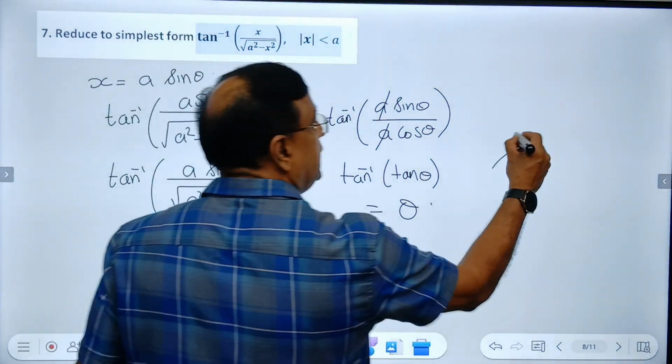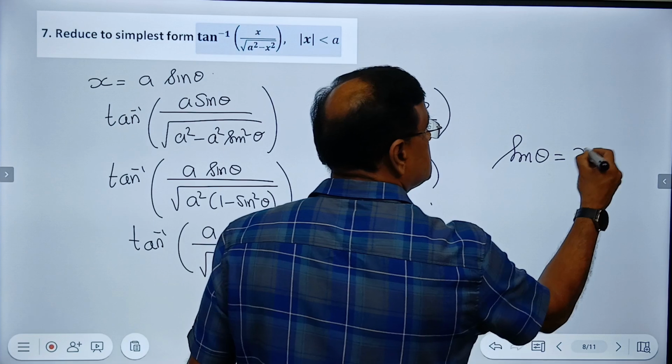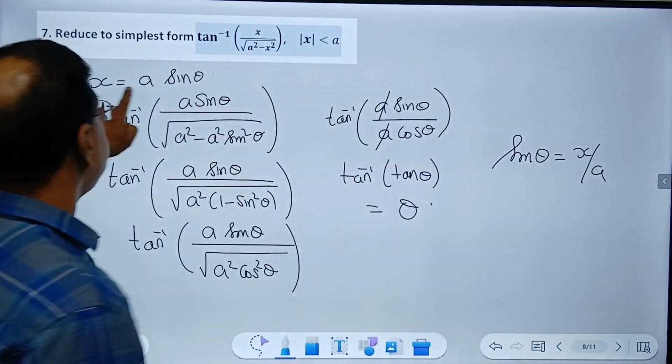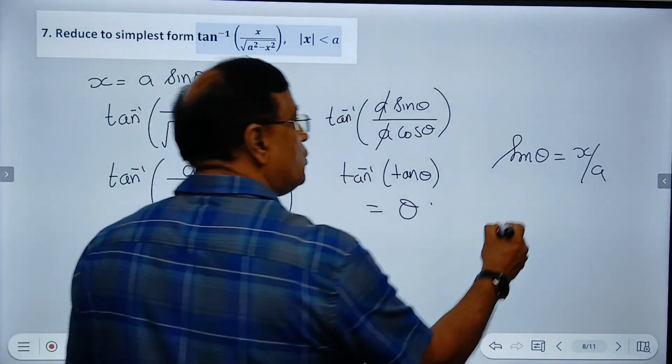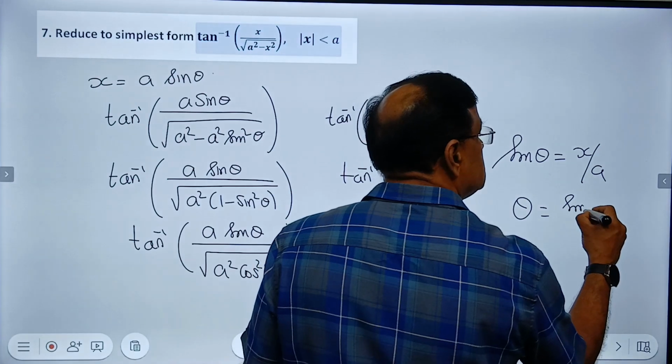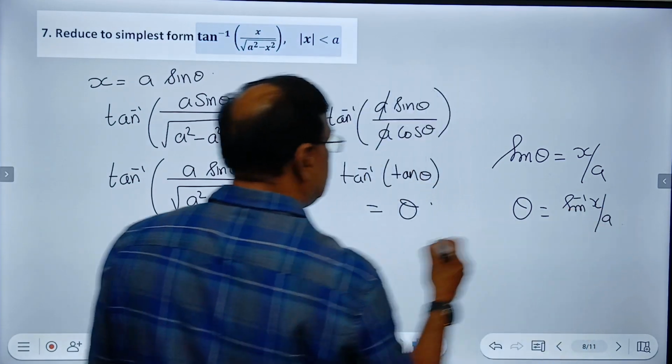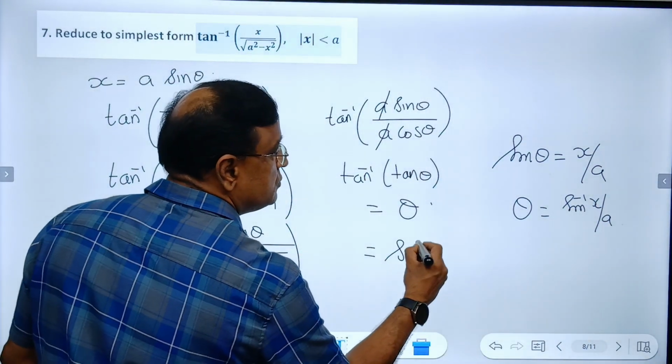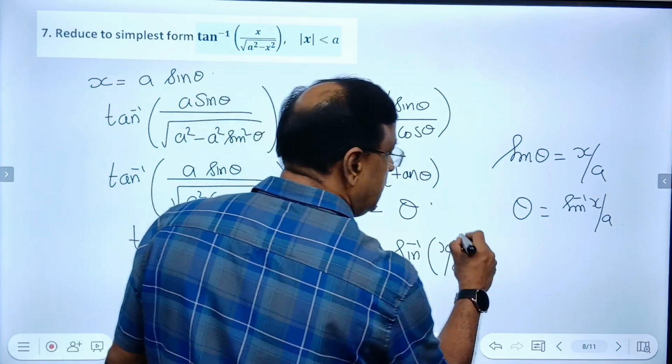Now what is theta? You have sin theta is x by a. So you put x as a sin theta. Sin theta is x by a. So what is theta equal to? Sin inverse of x by a. So that is the answer. So it gets reduced to sin inverse of x by a.